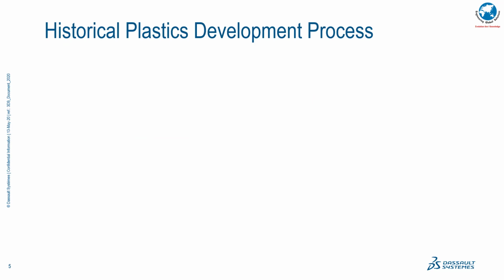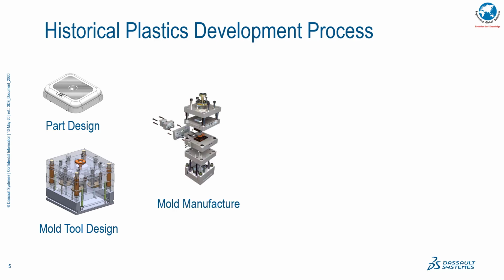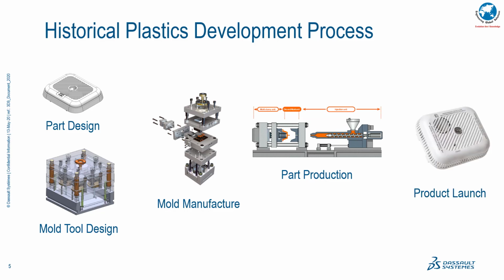Let's go through our first topic, the historical plastic development process. First of all, we will design our part. Then we will do the mold tool design. After both are done, we will build our mold tool. We will manufacture the mold tool, and we do the injection molding of our plastic part. Once the production is done, we will launch our product to the market.